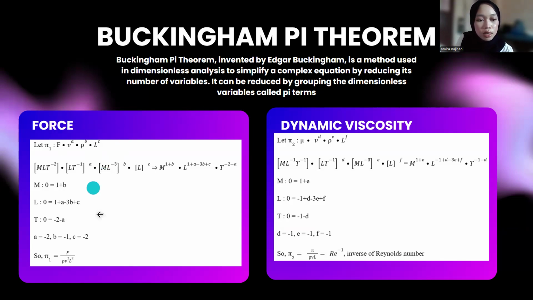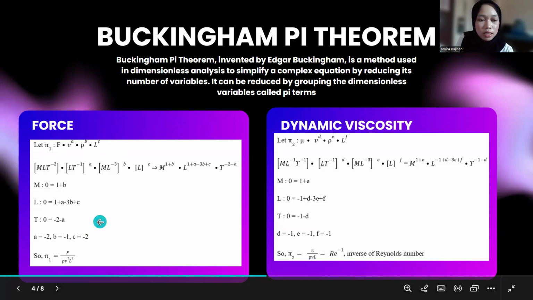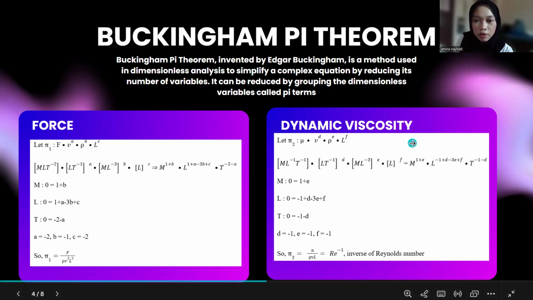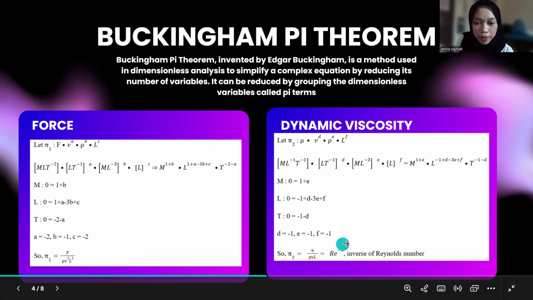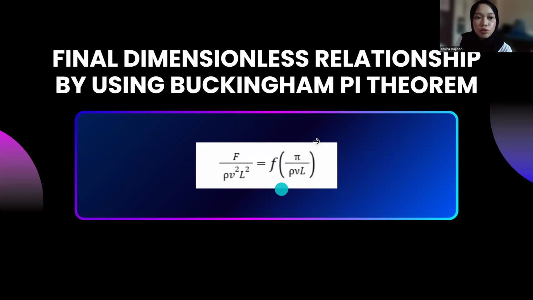So first is force. So this is the dimensional analysis. And the final equation for this term is force over density, velocity squared, length squared. And this is the dimensional analysis for dynamic viscosity, which is pi equals viscosity over density, velocity, length, which is the inverse of Reynolds number. So combining these two, we will make the final dimensionless relationship by using Buckingham-Pi theorem, which is force over density, velocity squared, length squared equals F of viscosity over density, velocity, length.